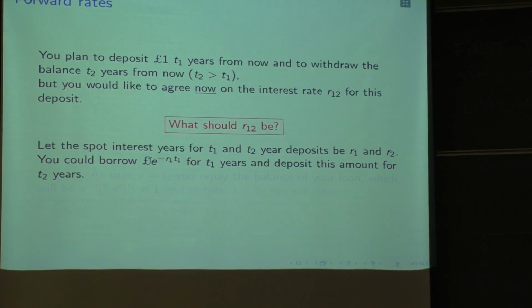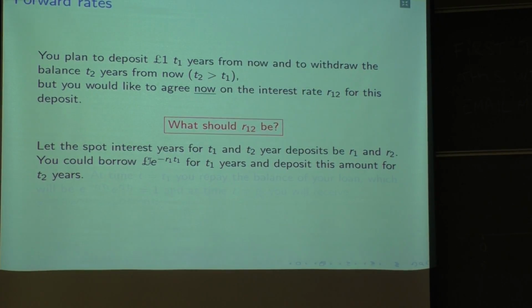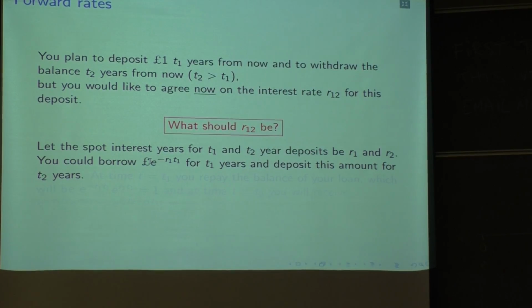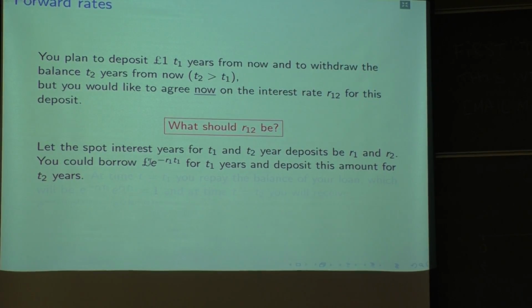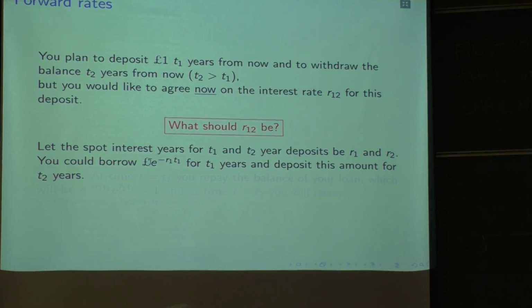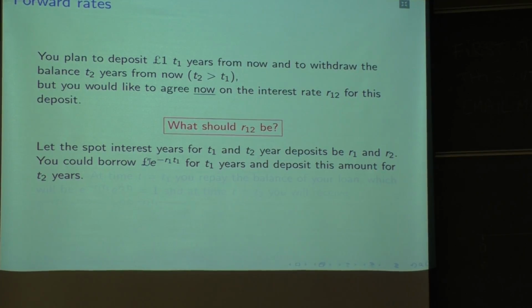Okay, the question is, you borrow some number of pounds. That number of pounds is e to the minus r1 t1 pounds. You borrow this amount of money for t1 years at an interest rate of r1. You wait for t1 years, someone knocks on your door, demands their money back. How much do they demand?